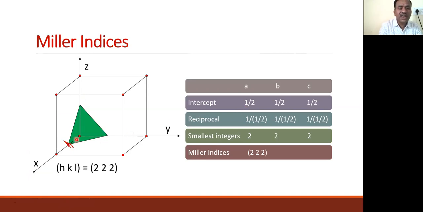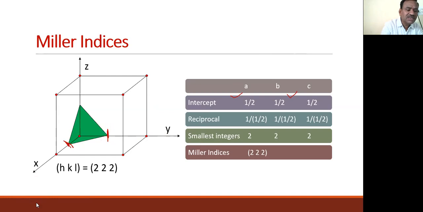And along the y-axis, you see, from here to here is one lattice point, 1b. But here it is intercepted in the middle. It is almost in the middle. So this value is 1 by 2.